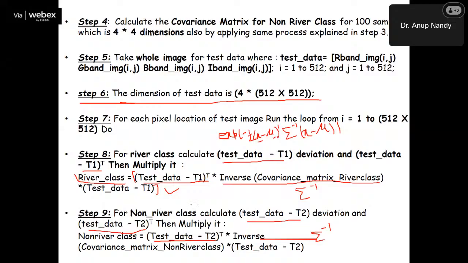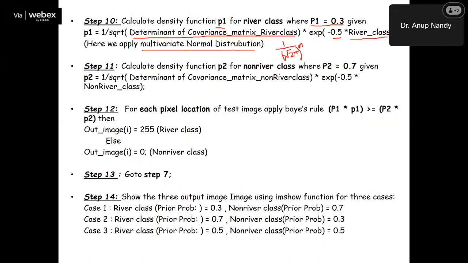You just see the test data minus T1, test data minus T1 into transpose, inverse of covariance matrix in river class. This value you have already obtained, for this river class and this non-river class. And applying this multivariate normal, you have to calculate this density function P2 for this non-river class also.